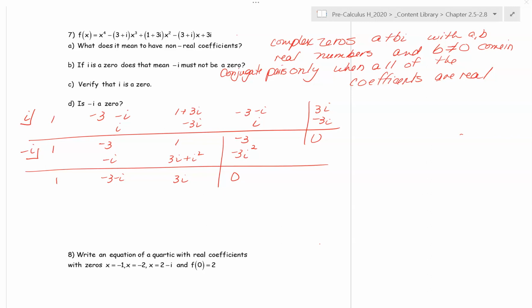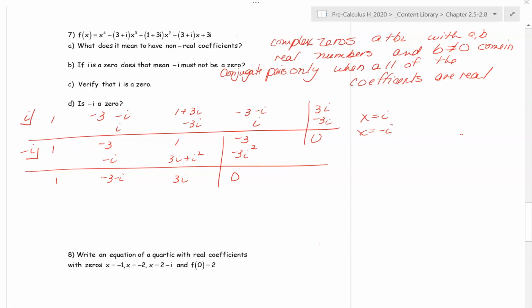So you might think, oh, well, Mrs. Corbis just said that i is a 0. So does that mean that negative i must not be a 0? Well, if you go ahead and use synthetic division, look at this. I have a remainder of 0. So far we have x equals i and x equals negative i.